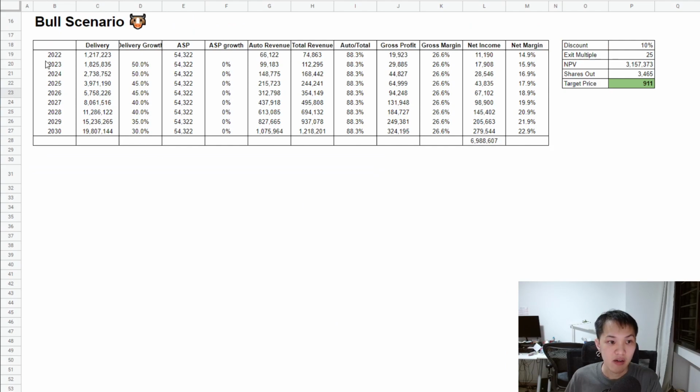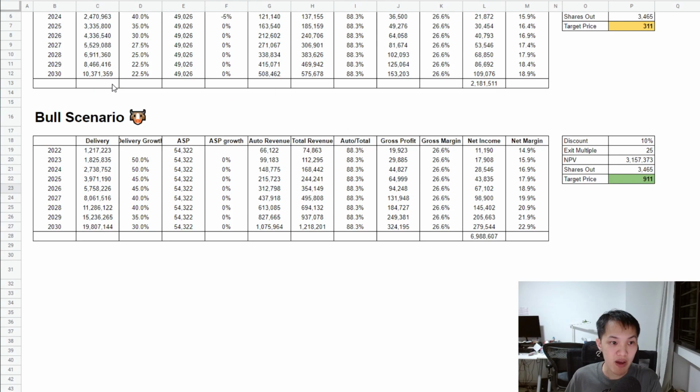Let's take a look at the bull scenario. Under the bull scenario, what is different compared to the base scenario is that I assume a much higher growth rate. As you can see here, in the base case we only assume that as of 2030 it will grow to 10 million deliveries. But in the bull scenario, I assume that it will go to close to 20 million deliveries, which is Elon Musk's target. So this is the growth rate.